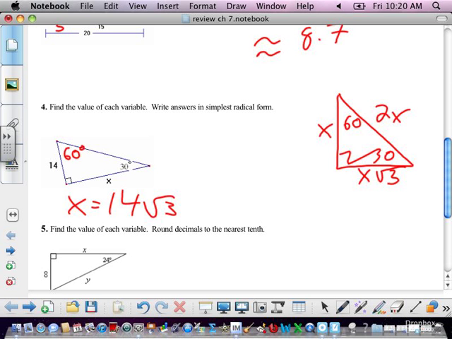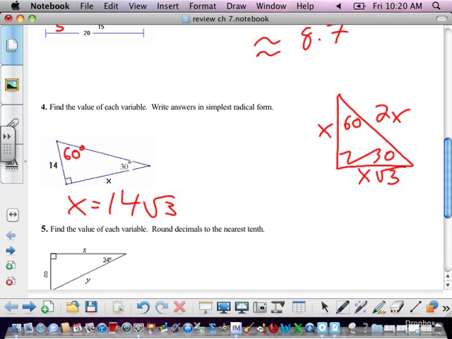Okay. All I'm doing is instead of x, I'm plugging in whatever's across from the 30. Okay, so that's why it's 14 square root 3. If I wanted to find the hypotenuse, what would it be? 14 times 2, which is 28. Yeah.